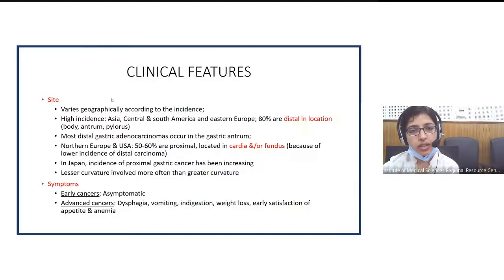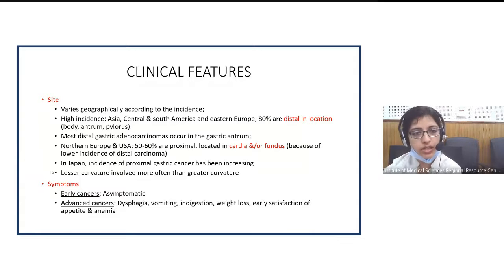Now coming to the clinical features, the site of gastric carcinoma, that is the stomach, which is the most common site. This again varies geographically. In the regions where the incidence of gastric cancer is high, usually the adenocarcinomas are located distally, that is the body, antrum and pylorus, and it is the antrum which is the most common site. Now, in regions with a lower incidence, it is usually seen in the cardia or the fundus, that is, they occur proximally. In Japan, the incidence of proximal gastric cancer is also now increasing.